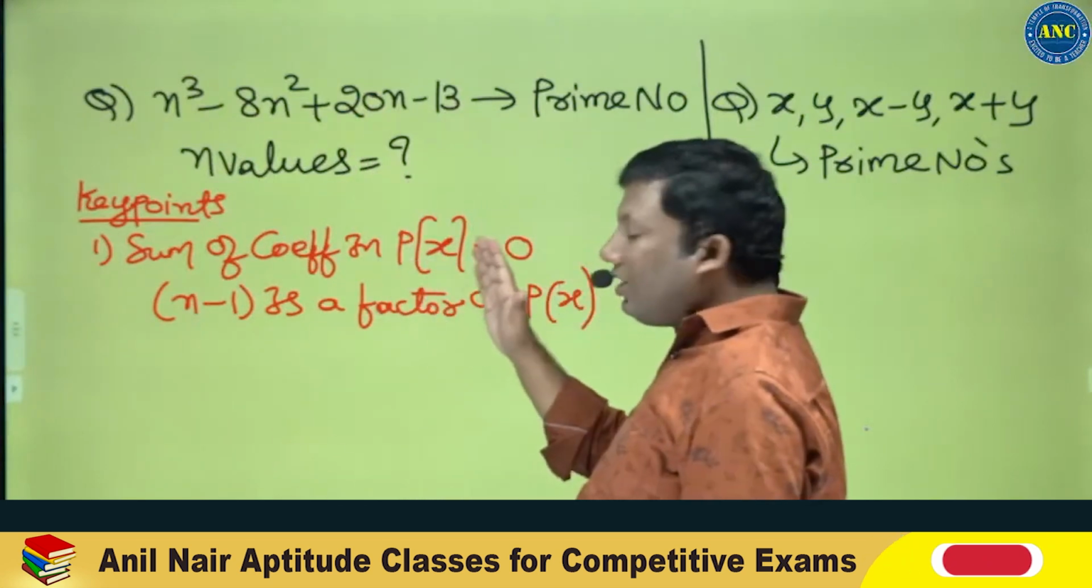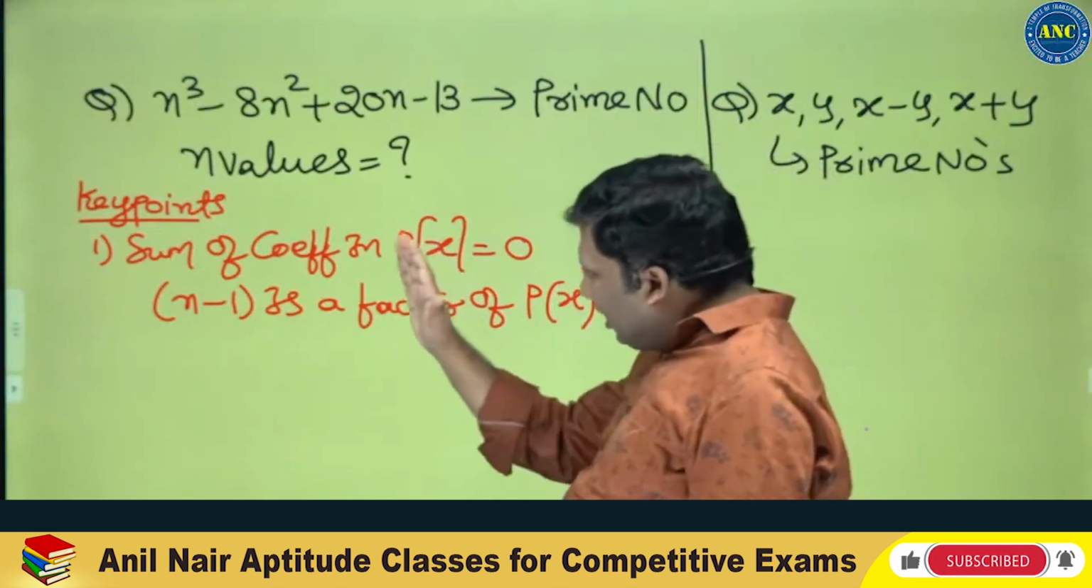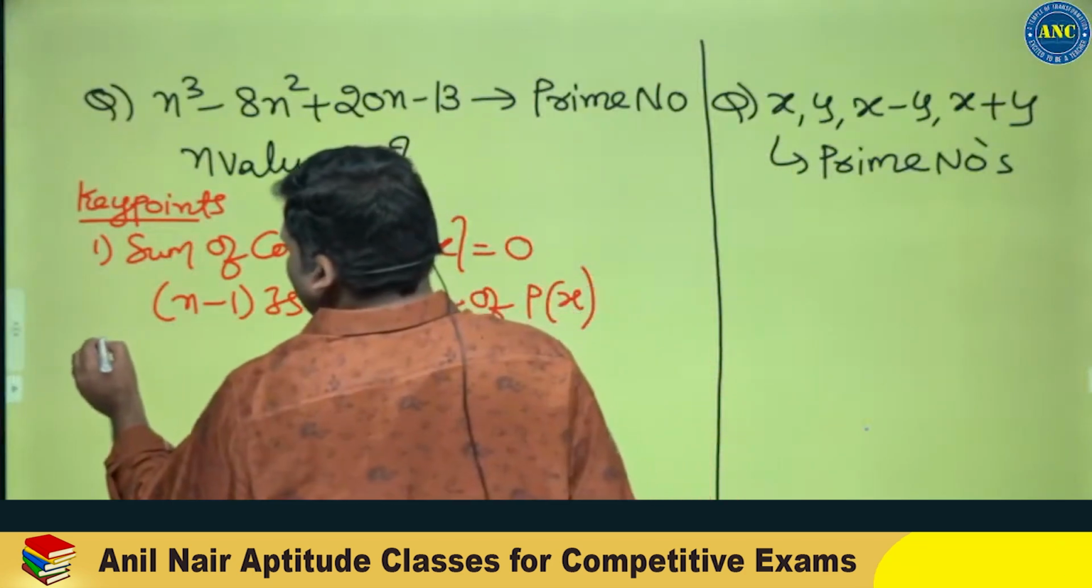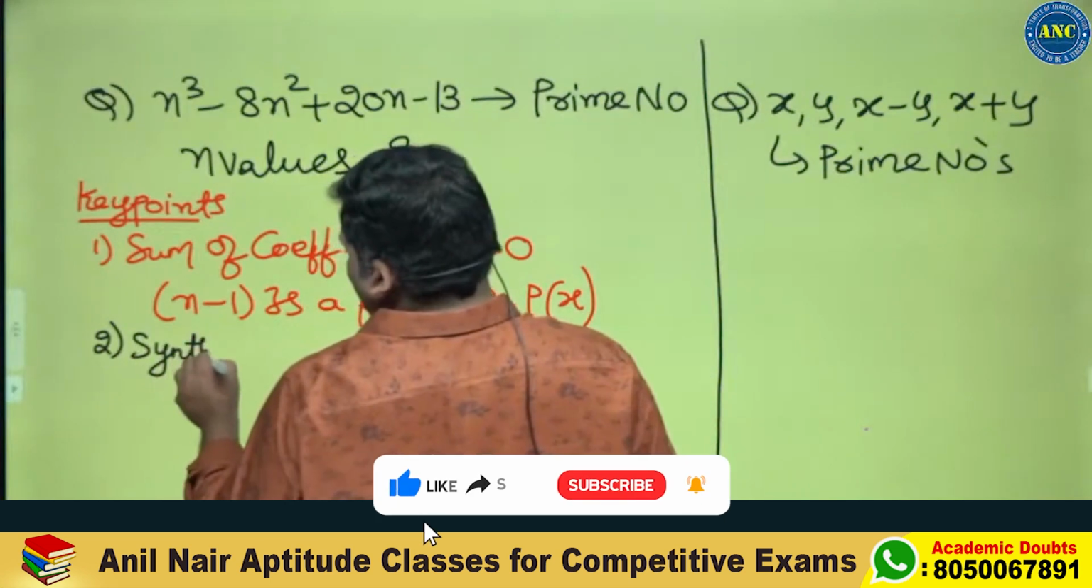If the sum of the coefficients in P of x is equivalent to 0, n minus 1 is a factor of P of x. How to find out the other factor? Very interesting concept. Synthetic division.